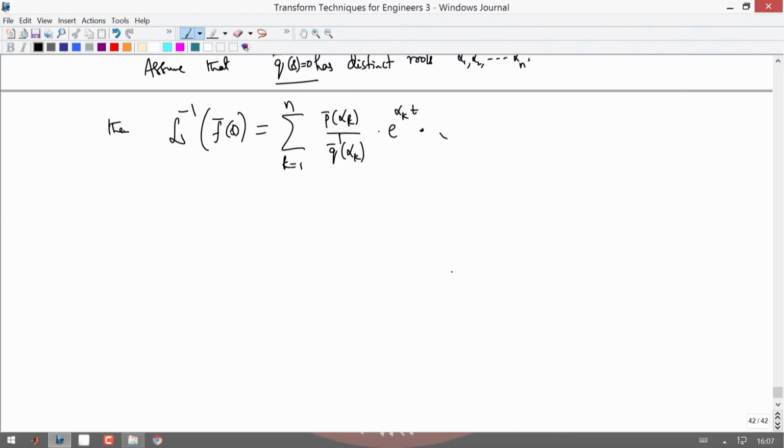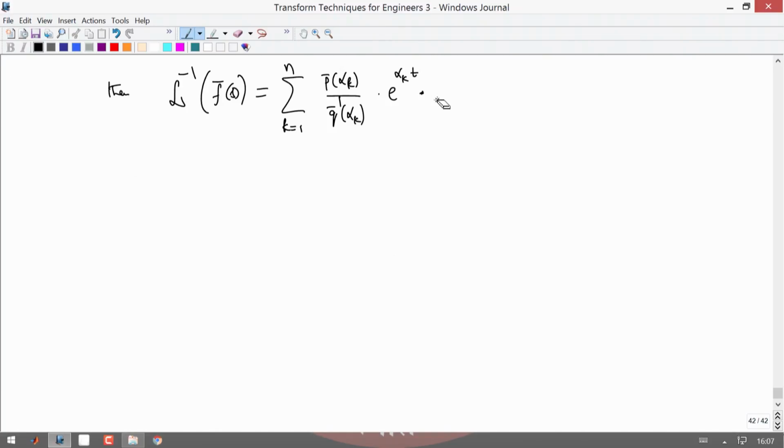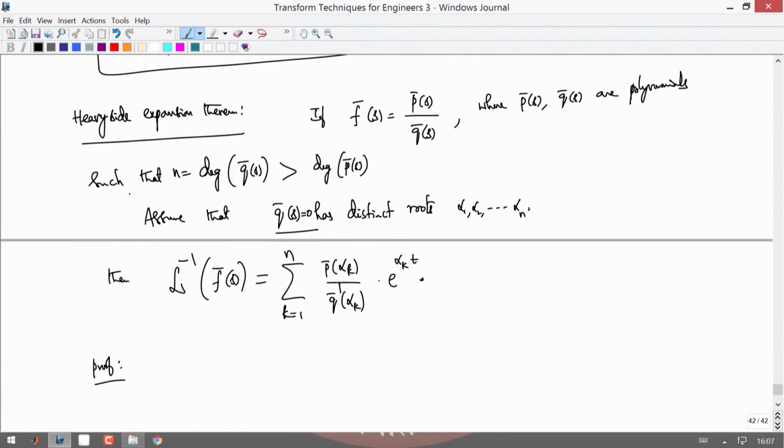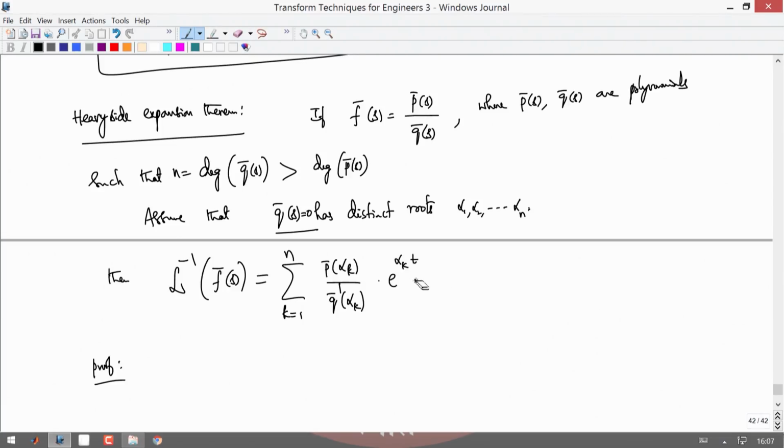If q bar of s has n distinct roots, then this is the result. The proof is not difficult; maybe I will do this proof in the next video. Using this helps you find the inversion if you have a Laplace transform which is a rational function with big degrees, where the numerator degree is smaller than the denominator degree, but it is difficult to find the partial fractions. If the denominator has distinct roots, you can find this inversion very easily by this formula, that is the Heaviside expansion theorem.